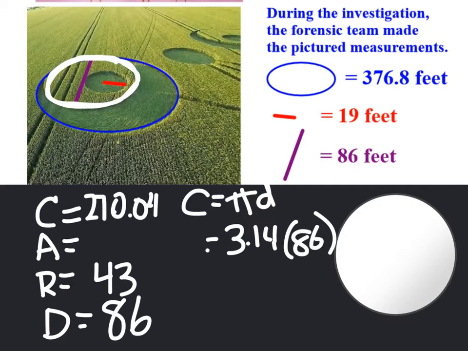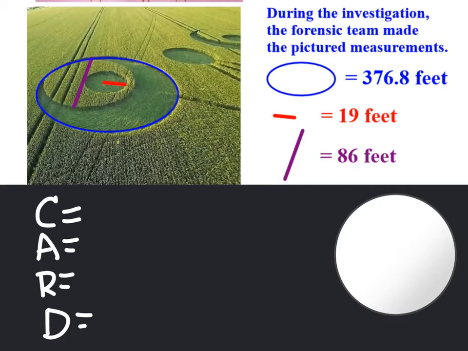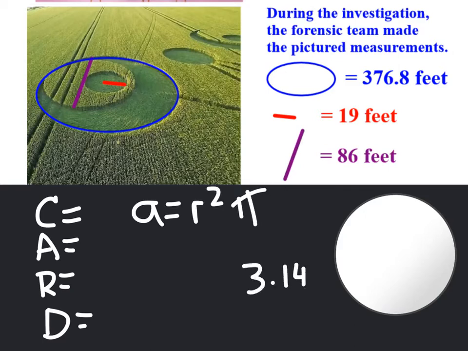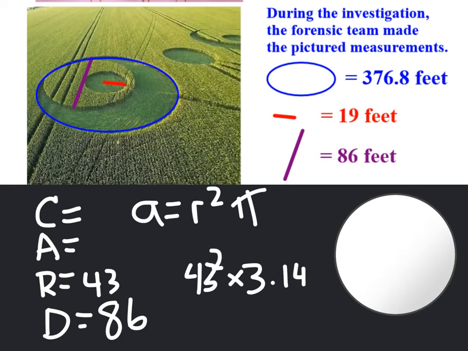Now I want to find the area. To find area, I use my formula of area equals radius squared times pi. I know what pi is, so I type it in my calculator eventually. And then I type in what the radius was. I erased all that, maybe I should not have erased that, so I'll have to go find the radius again. Remember, it was 86 feet across, so it's 43 halfway across. So I need to take 43, square it, and then take it times pi.